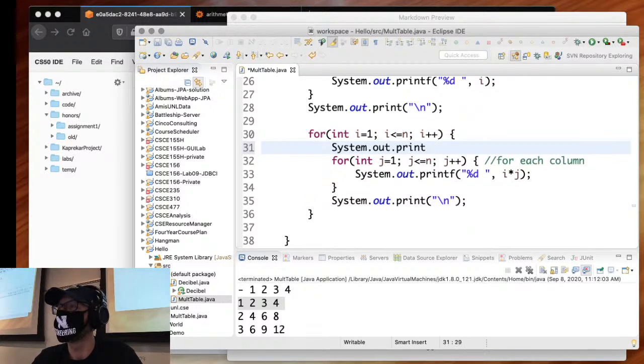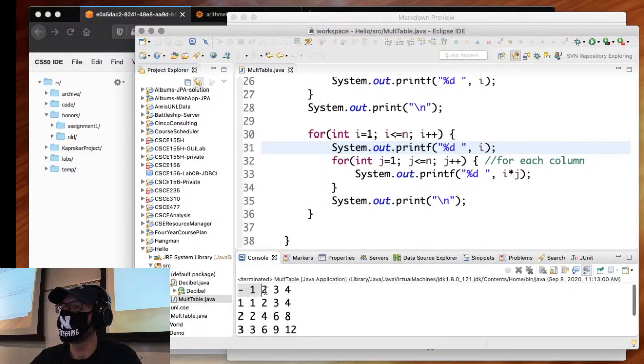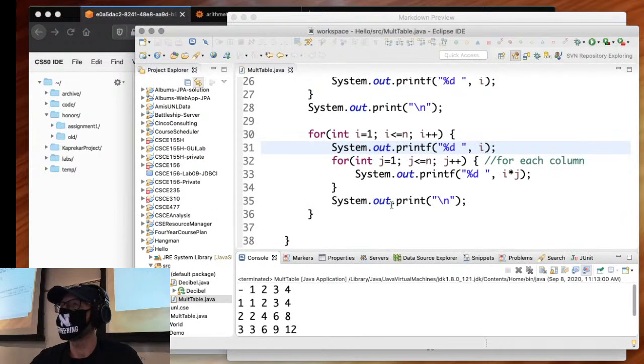System.out.println, or printf, let's say, %d, space, and then i. And when I do that, it looks much better now, because now there's my row, here's my column, and of course I've got a repeated column over here because I start at 1. Right? 4 times 4 is 16. Still not all that satisfying. Why? Does that look like a nice, well-organized table? No. So how can I make sure that everything is lined up?